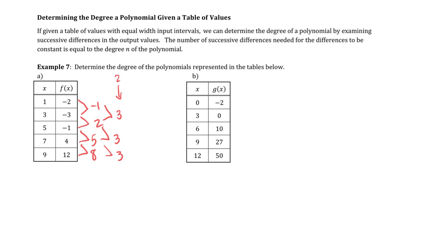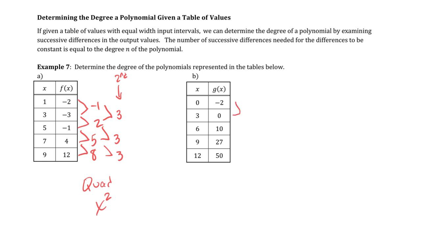My second difference is the same. So this would be a quadratic, right? This would be x squared because it took me 2 to get there. Let's try it with b.